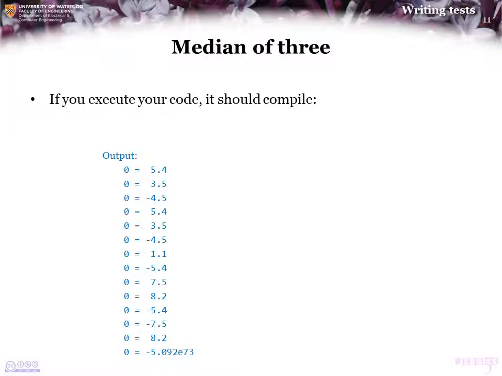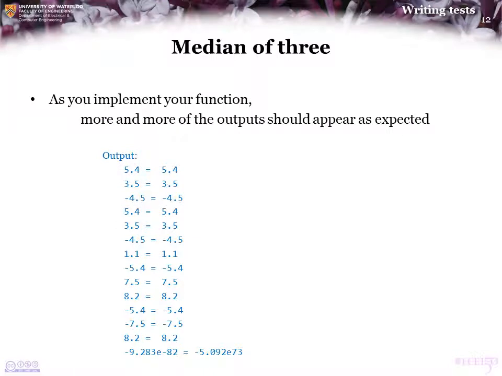Of course, because we're using a skeleton, if we compile our code initially, the output seems a little bit bizarre, as none of the answers are correct. However, as we keep on implementing our median function, more and more of the outputs should appear as expected. So in this case, we finally say that, oh, wait a second, all of our outputs are indeed equal, but the last one is slightly off.